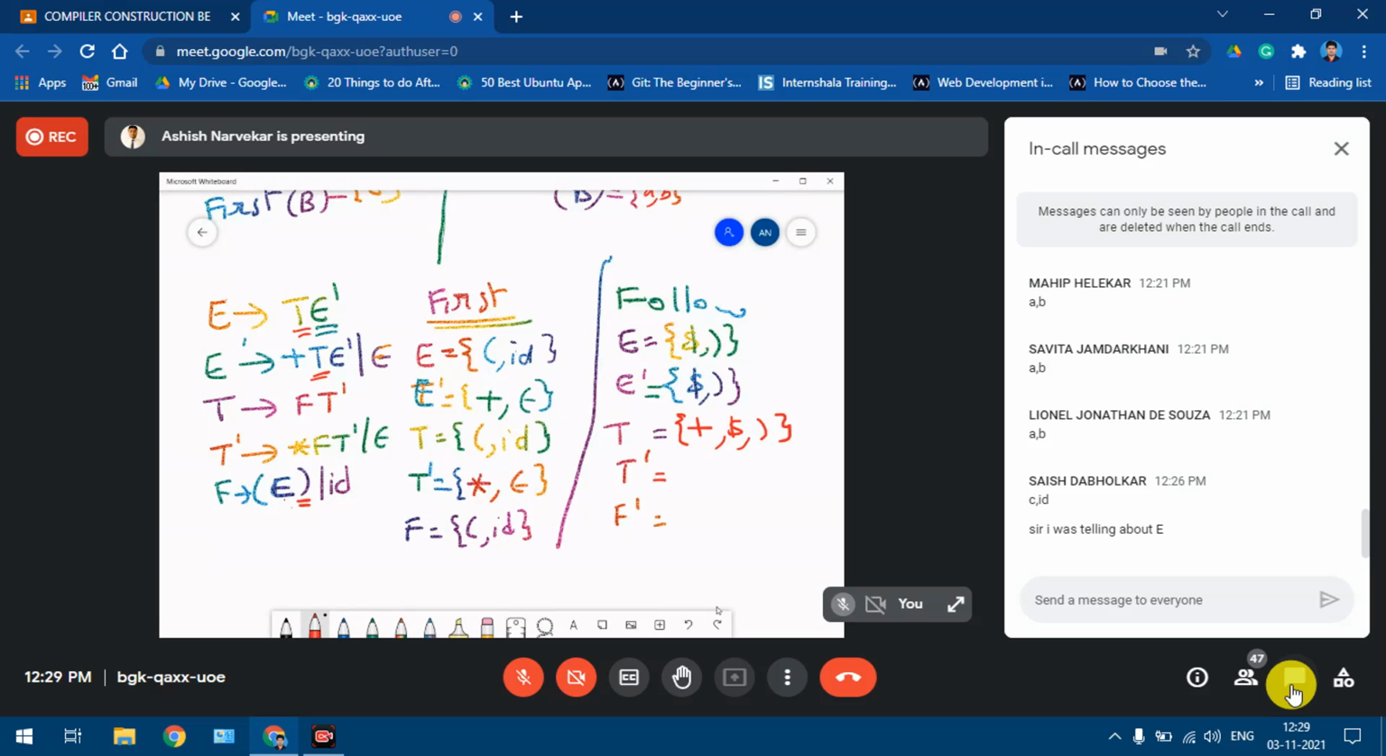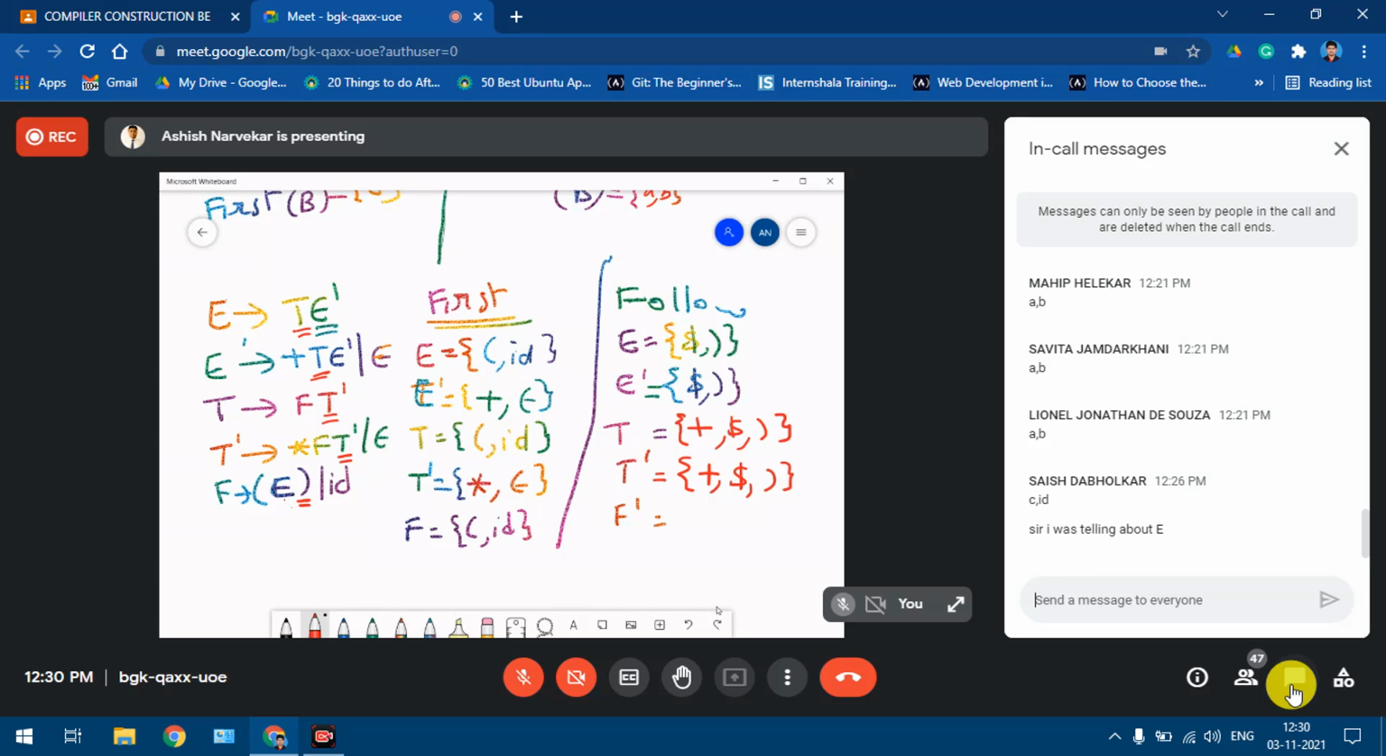Follow of T dash will be equal to, can someone tell me follow of T dash? T appears over here. I think this is the only place. No, T appears over here also. So follow of T dash will be equal to follow of T. So follow of T dash equal to follow of T means plus, dollar and close bracket.